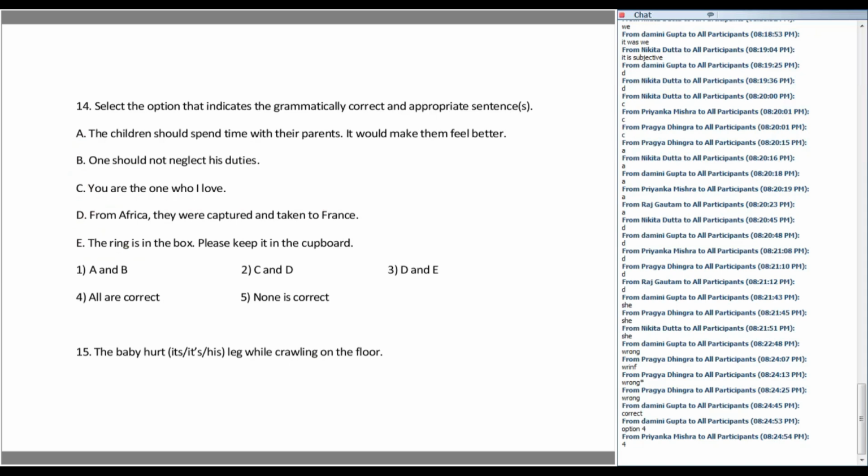Number 14 and number 15. Number 14, again select which is correct. The children should spend time with their parents. It would make them feel better. Error. Who are them? The parents or the children? Who will feel better? Wrong. Pronoun reference error.